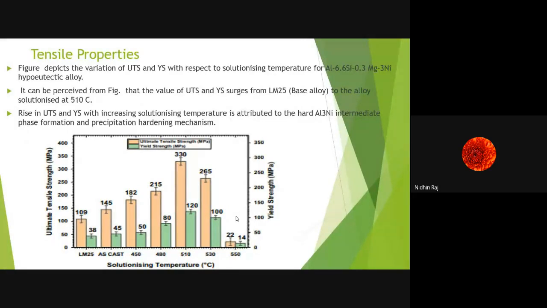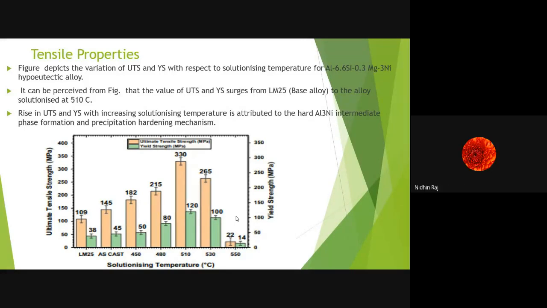Now, it can be seen from the figure that the value of ultimate tensile strength and yield strength decreases when the solutionizing temperature is further increased to 550. This decrease in the value of UTS and YS from 510 to 530 is actually due to the reduction in vacancies causing formation of fewer aluminum nickel precipitates. A further decrease in strength is owed to the formation of casting imperfections such as shrinkage, porosity, etc. that are observed during casting. These results are in line with studies conducted in the previous literature also. The previous studies also confirm the same kind of trend in.